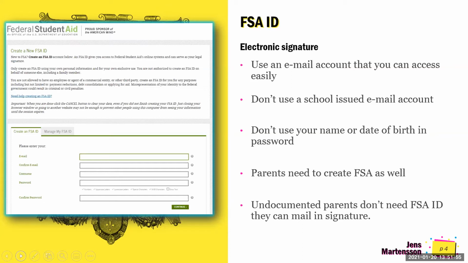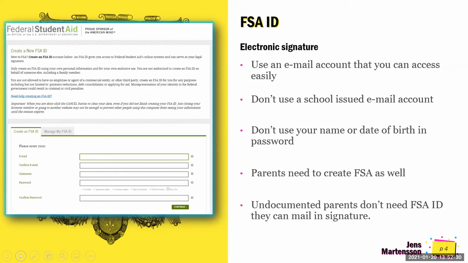You will need to provide some of your information, like your social security card, your birthday, your name, your email. It is important for you to write down your username and password once you create this account, being that you're going to be needing it every year when you renew this application. It is important for both student and parent to create an FSA ID.